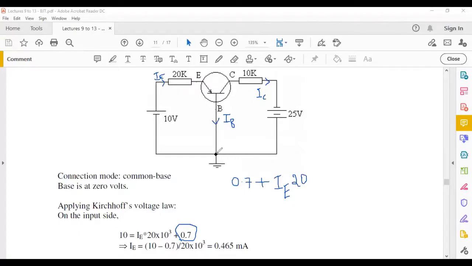So again, I start here. There's no drop here because it's just a short circuit. And then you have 0.7 coming in here. And then you add this drop. And then as you go from here to here, you have to subtract 10 because you're going from positive to negative, since you have to close the loop. So minus 10 equals 0. This is your equation for the input side, from which you can find IE.